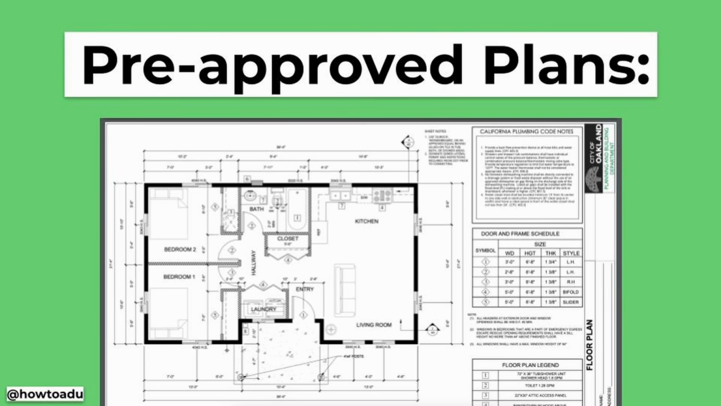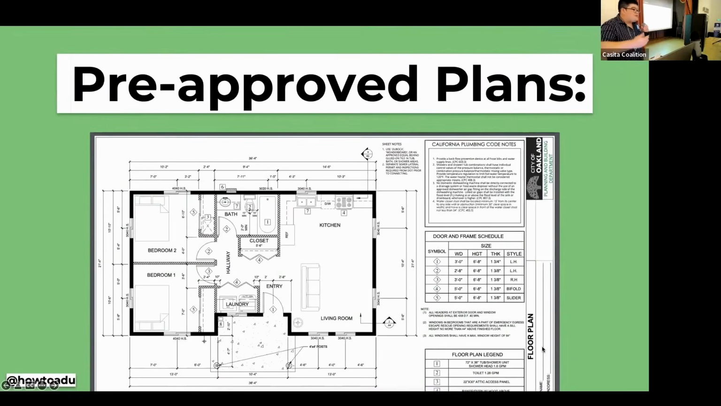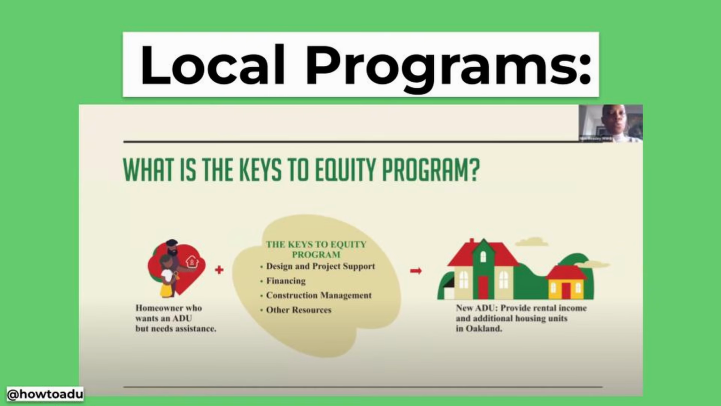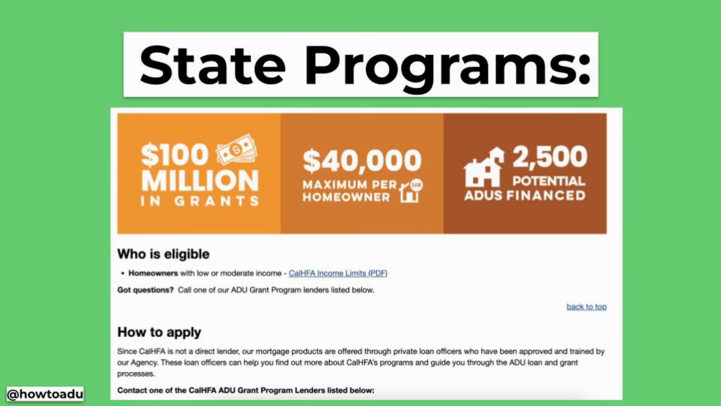That said, there's also cool new stuff going on all the time, because those changes are sometimes good. Oakland's just released 3 pre-approved plans that you can use that their planning department is licensing for free. There are local programs like Keys to Equity, which is in the room today, that are finding innovative ways to provide financing for families that might not be able to access that equity in their house otherwise. There are state programs. Cal HFA has increased its $25,000 grant to $40,000 just in the past 3 weeks.